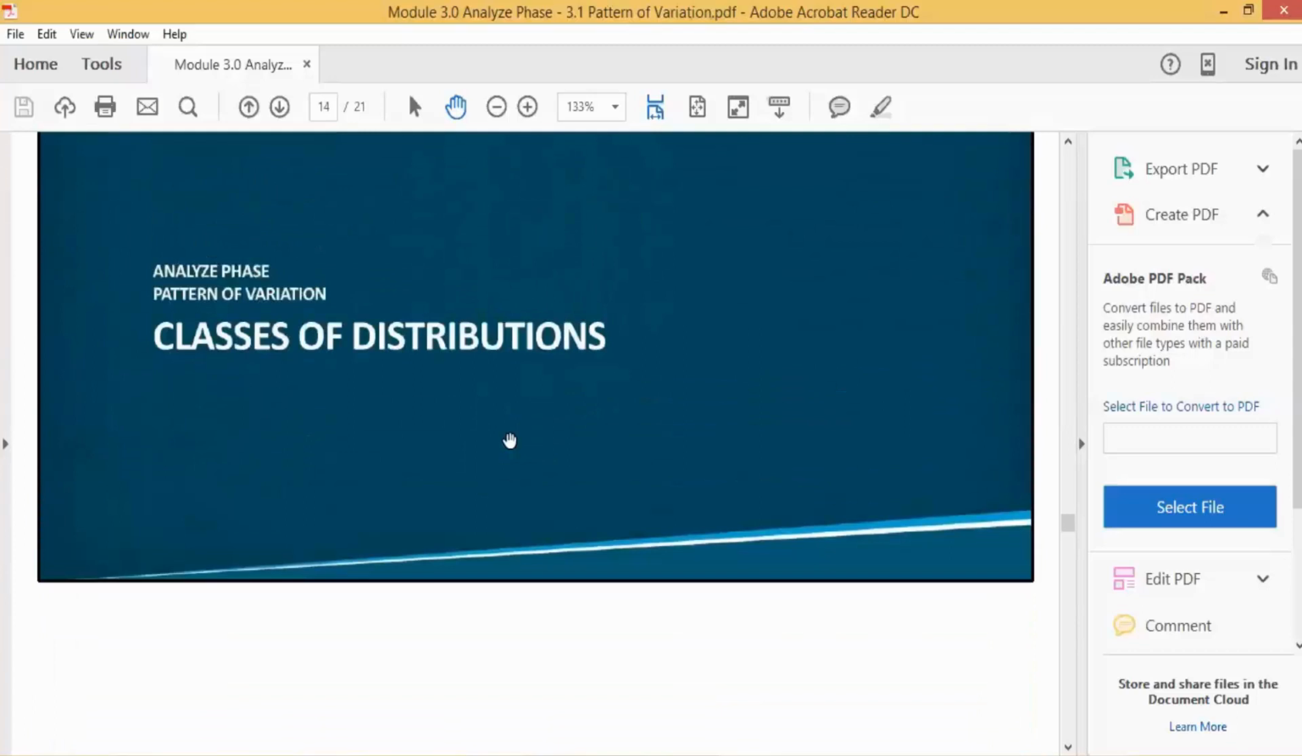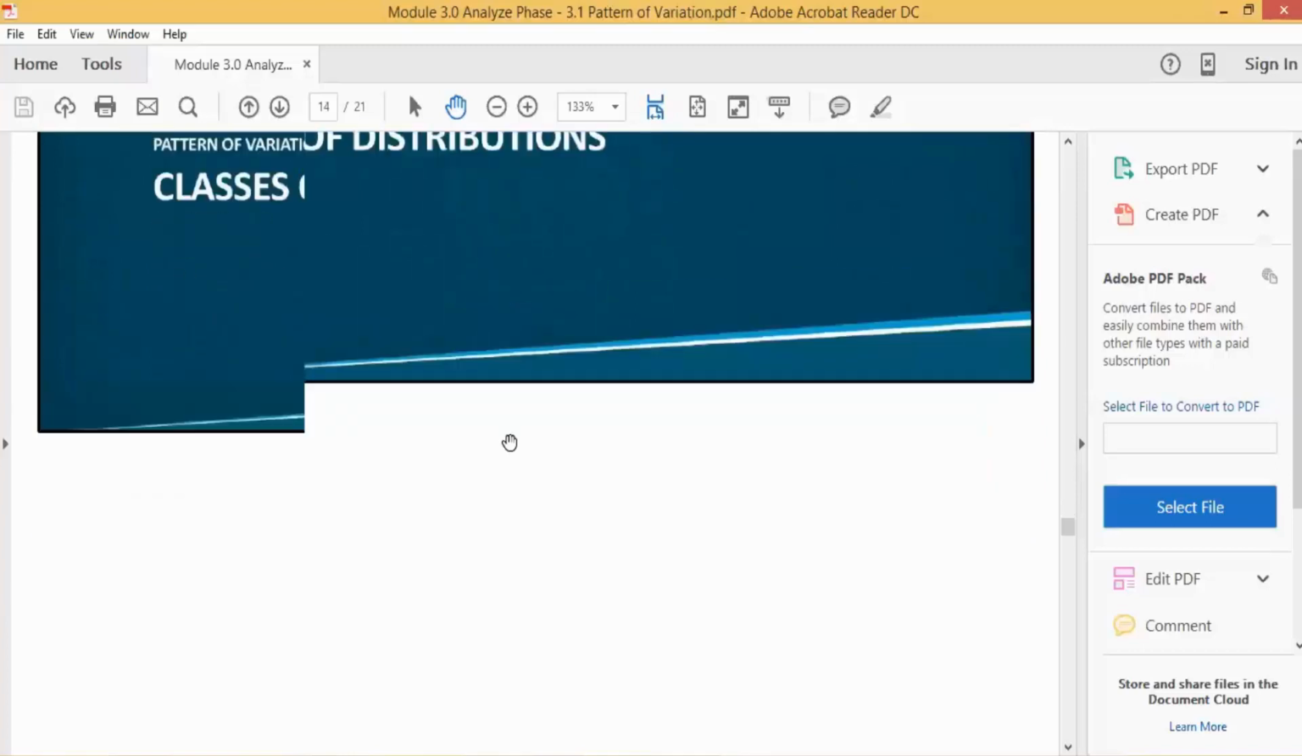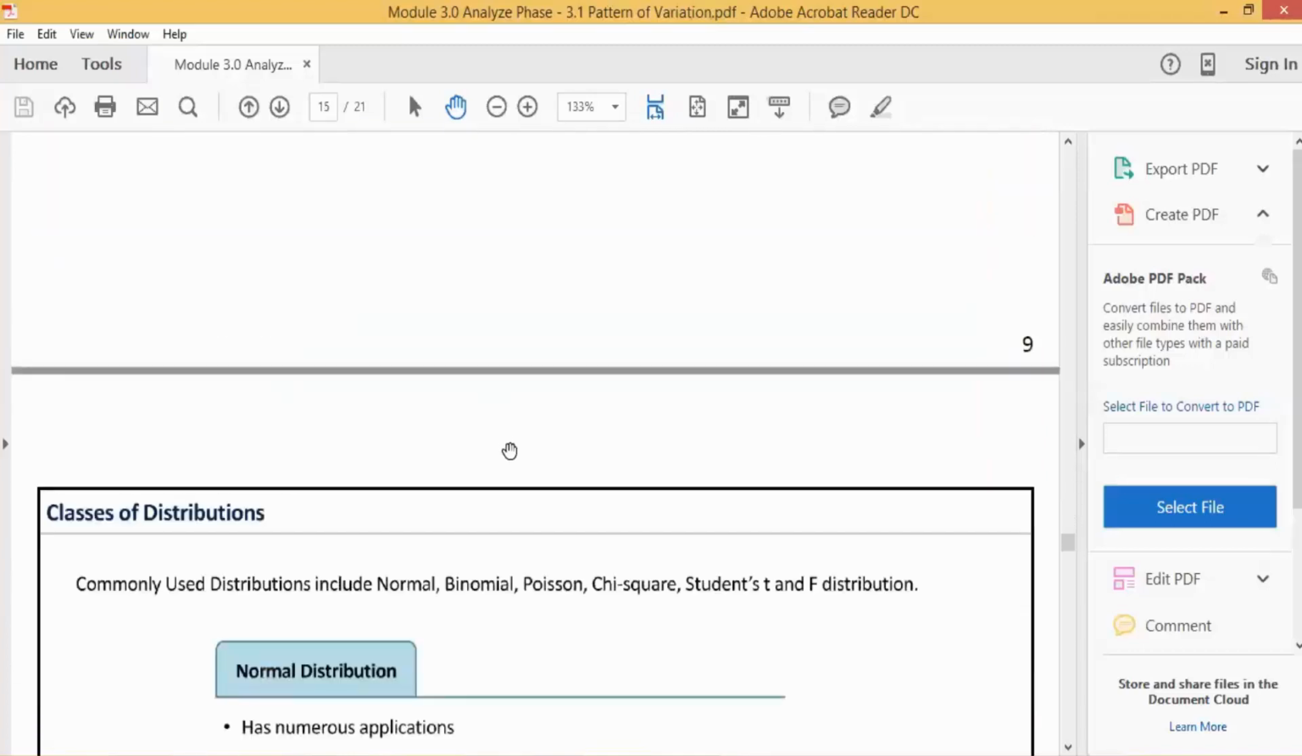This is very important. What are the classes of distribution? Please make a note of this. What are the different classes of distribution? Multivariate analysis, you can find the option in Minitab. In Minitab there is an option called multivariate analysis, and you can draw a graph using that multivariate analysis.